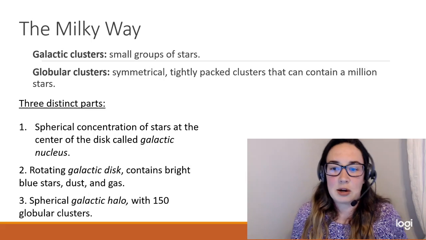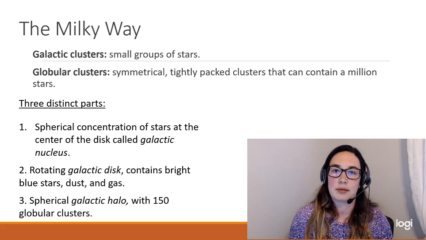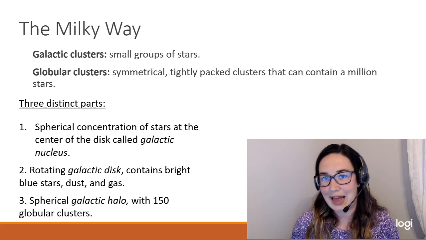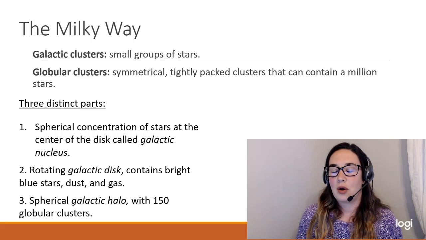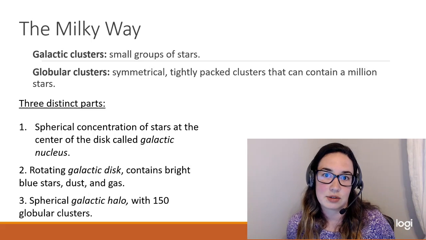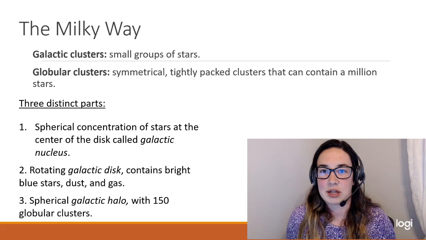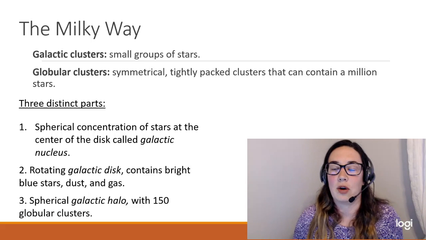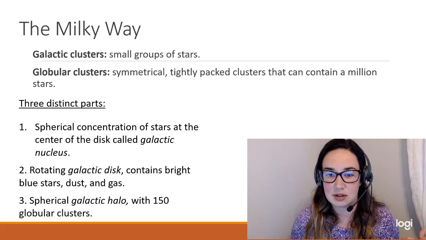Okay, so let's talk more about the Milky Way. There are a few clusters that exist in the Milky Way. We have galactic clusters and we have globular clusters. Galactic clusters are very small groups of stars, small groupings that we can talk about, that create something like Orion's Belt or the Big Dipper, little clusters like the Five Sisters.